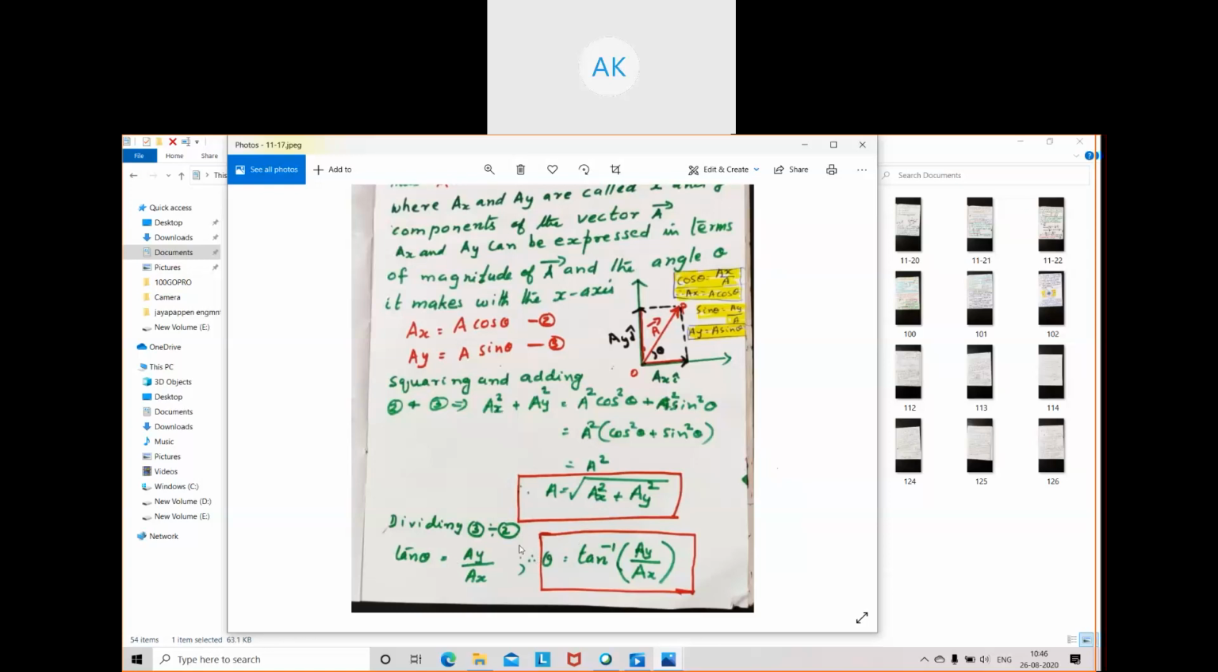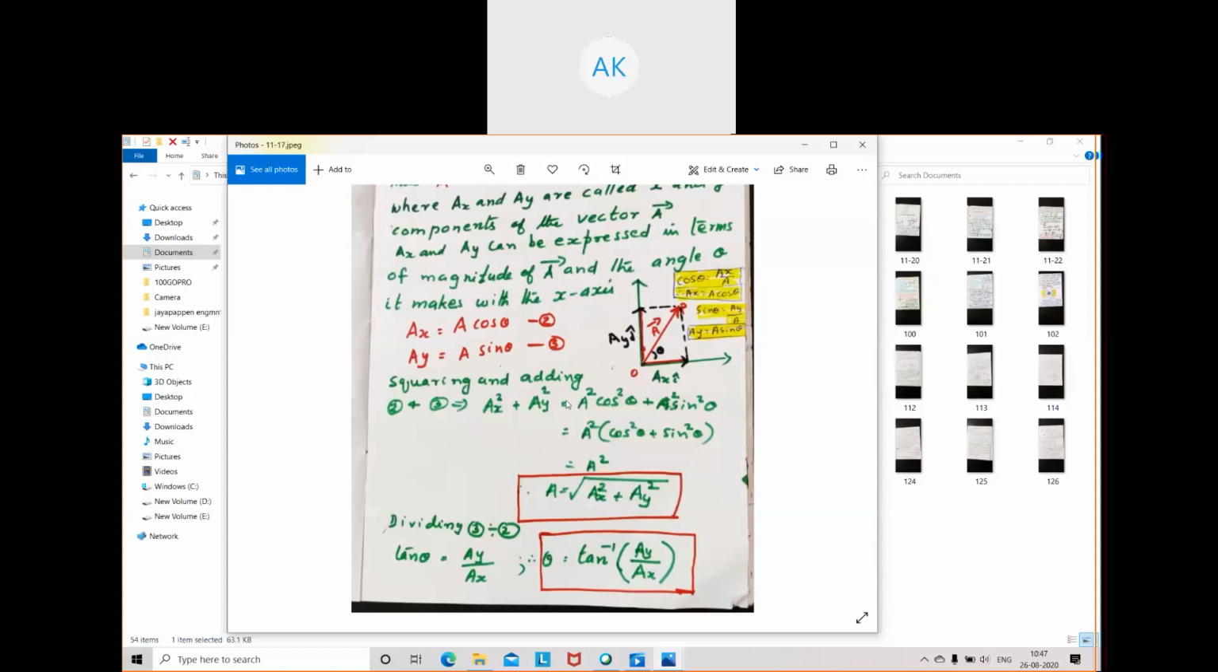Similarly, tan theta gives the direction, as we have done in that problem. You just divide equation 3 by 2, A sin theta by A cos theta, and tan theta equal to Ay by Ax. Therefore, theta equal to tan inverse Ay by Ax.